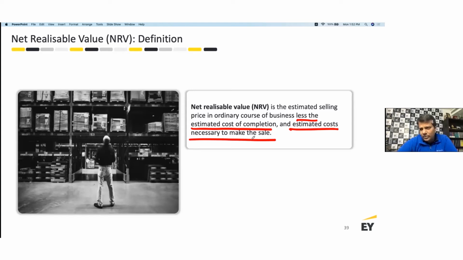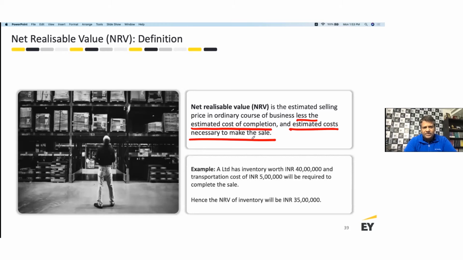So if you are dealing with work in progress, then of course you have to also incur cost to process it, and cost which is necessary to be incurred to eventually complete the sale process. So what is my net realizable value? It is my cost less my additional cost necessary to complete the production process and less the estimated cost necessary to make the sale. That gives me the net realizable value.